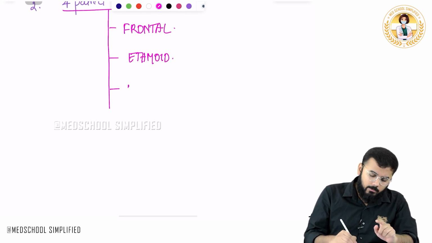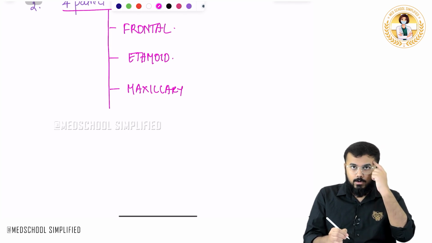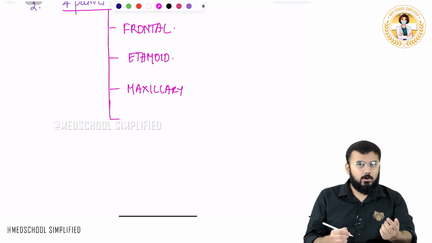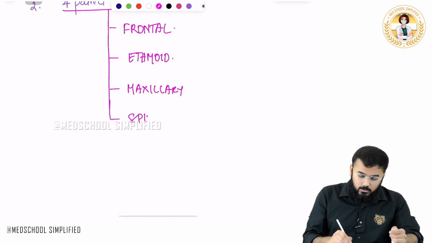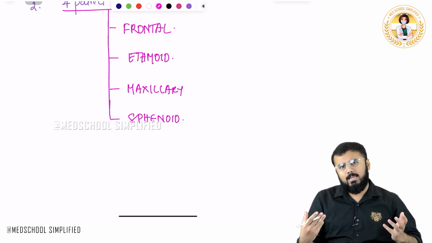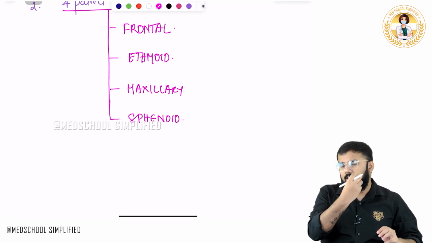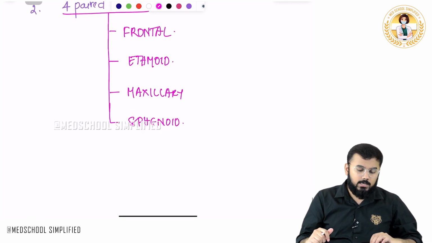Next we have got maxillary sinus, and next here and here we have got sphenoid sinus, which you cannot see from the anterior view, you can only look from the lateral view. So that is your sphenoid sinus. So there are four types of sinuses. What is the sinus actually? There are some open cavities within the face, within the skull. These are called the sinuses.